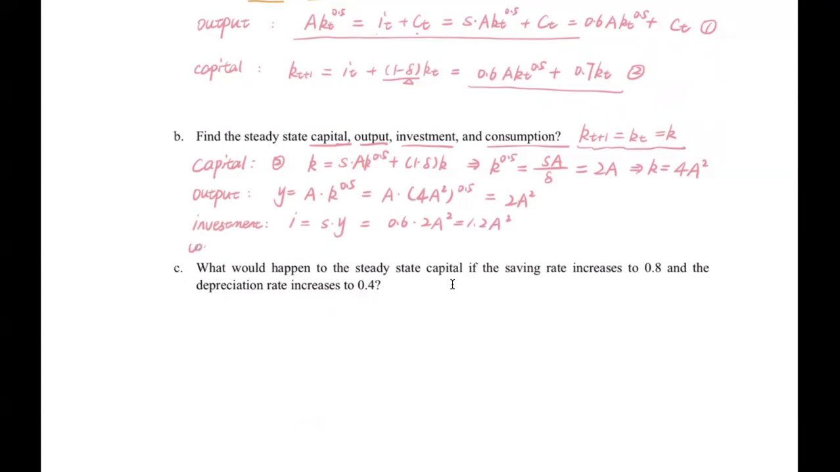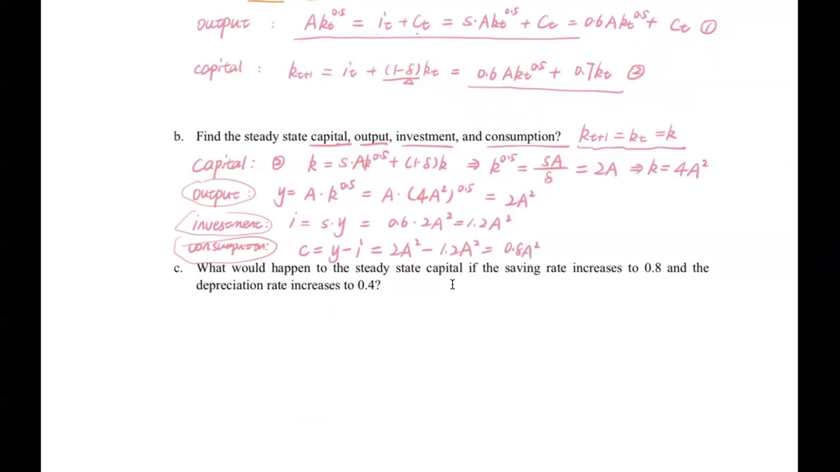And what would be the consumption? Remember, output equals investment plus consumption. You just use C equals Y subtract I. You're just using 2A squared subtract 1.2A squared. You will get 0.8A squared. So this is the steady state of consumption.